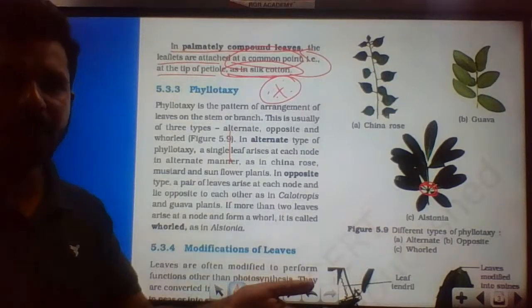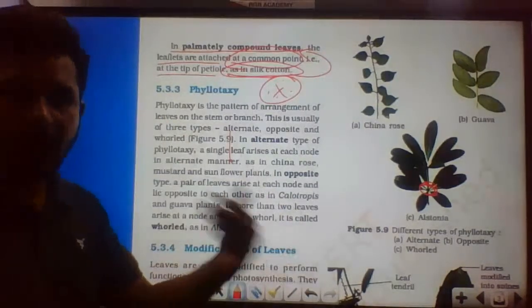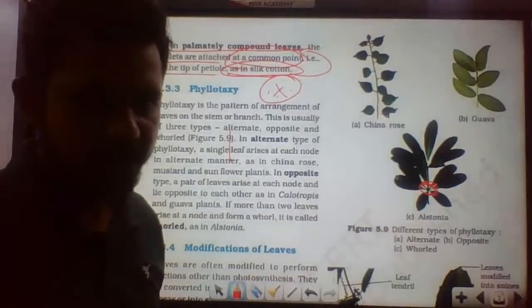We can expect every question. With palmately compound leaves, we can expect questions on which plants have them.